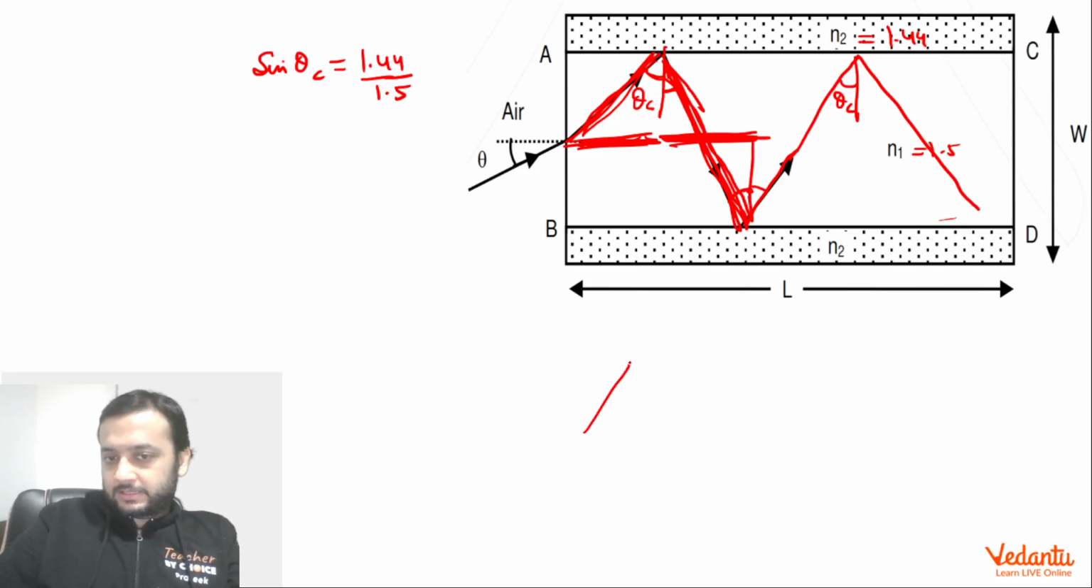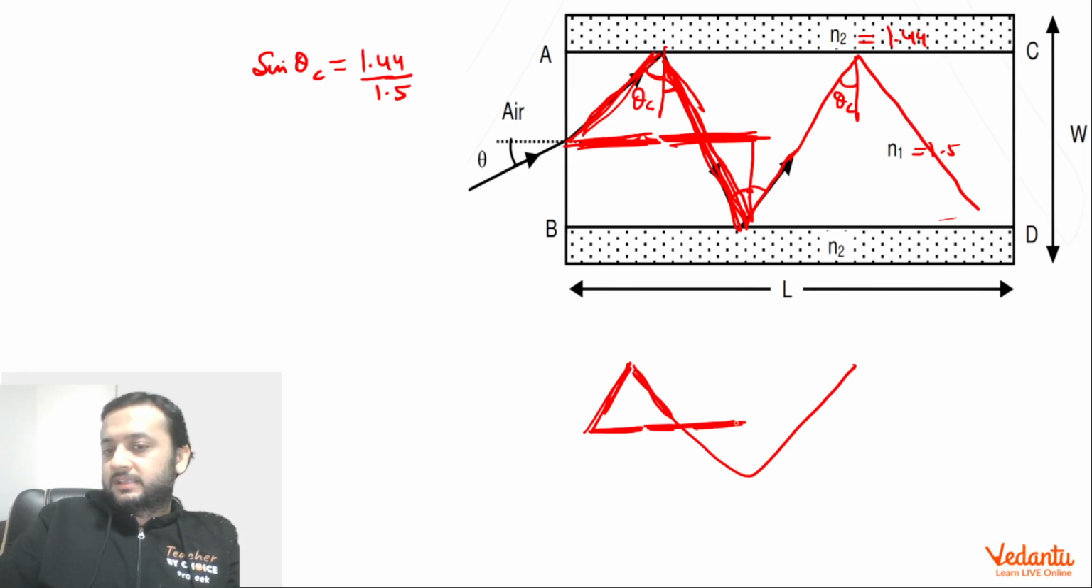If you can't understand this, we can show it over here. Basically this is L1, so this is L1 by sine theta c. This is L2, so this is L2 by sine theta c. This is L3, so this is L3 by sine theta c. So you can see that the whole path will become L by sine theta c, the whole zigzag path.